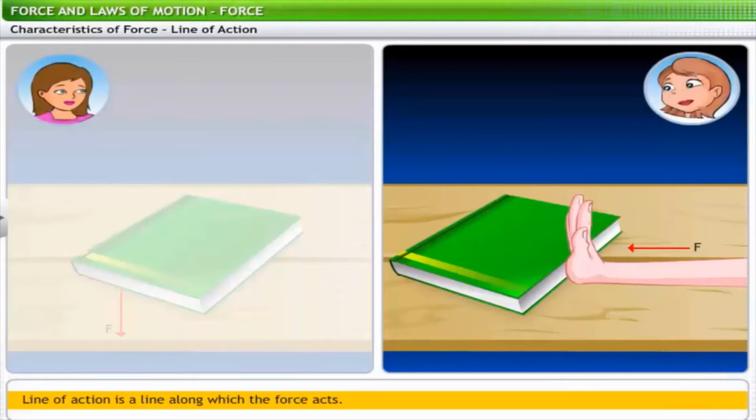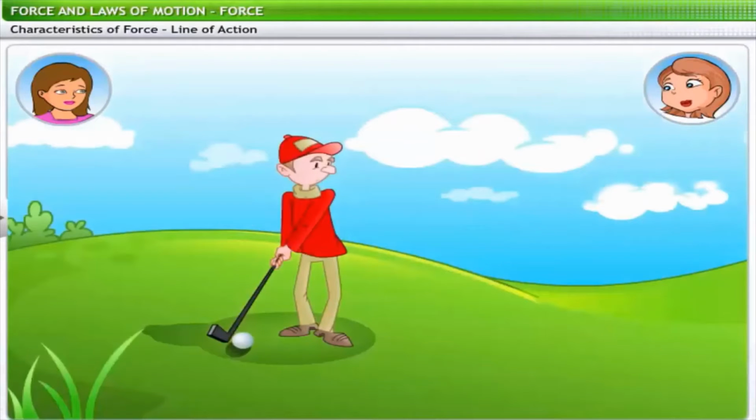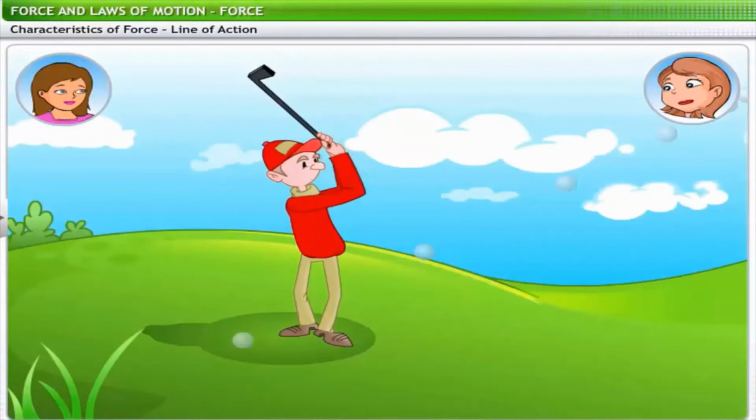So, the line of action can be horizontal or vertical. Not just horizontal or vertical. Line of action can also be inclined. For example, when a golfer hits a ball, he applies force at an angle from a horizontal surface. Hence, the line of action in this case is inclined.